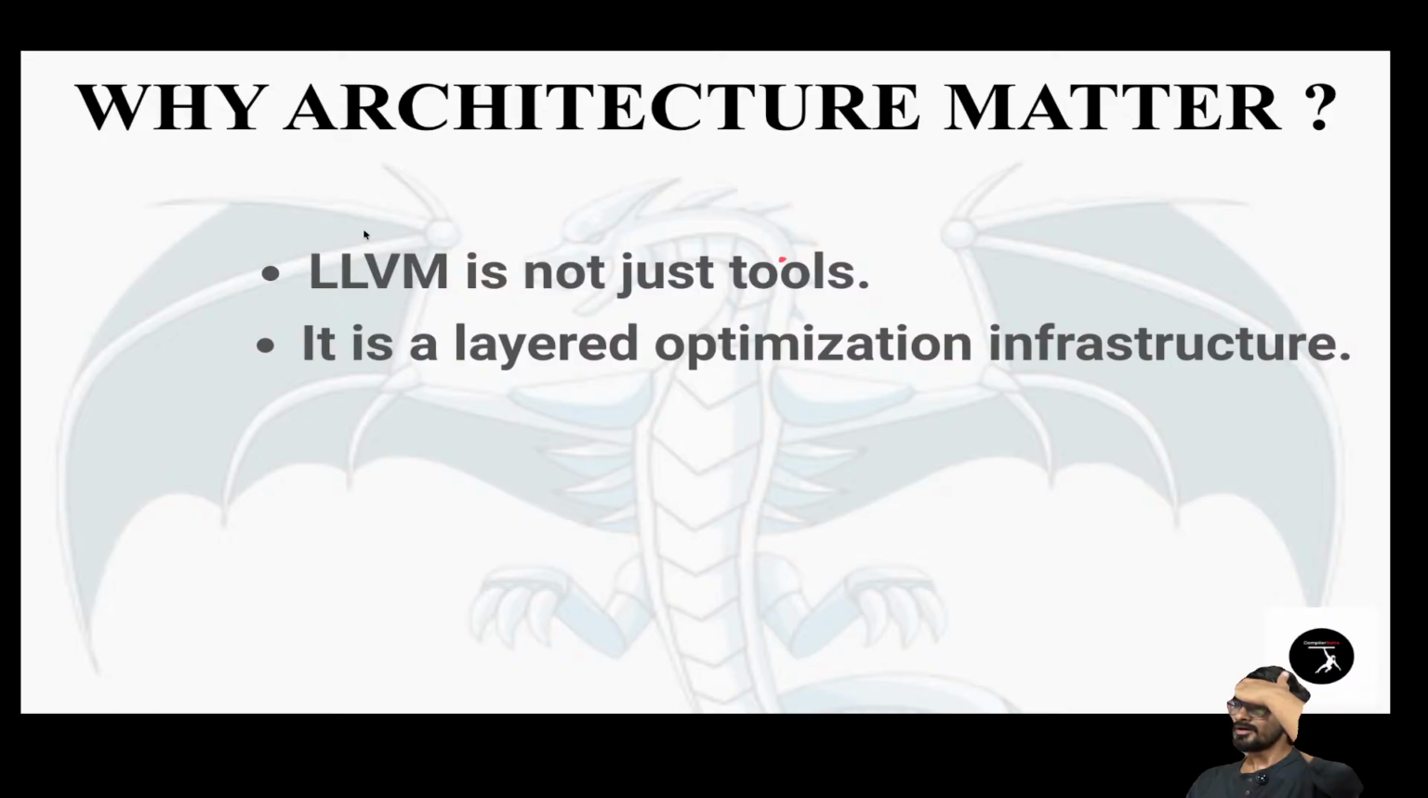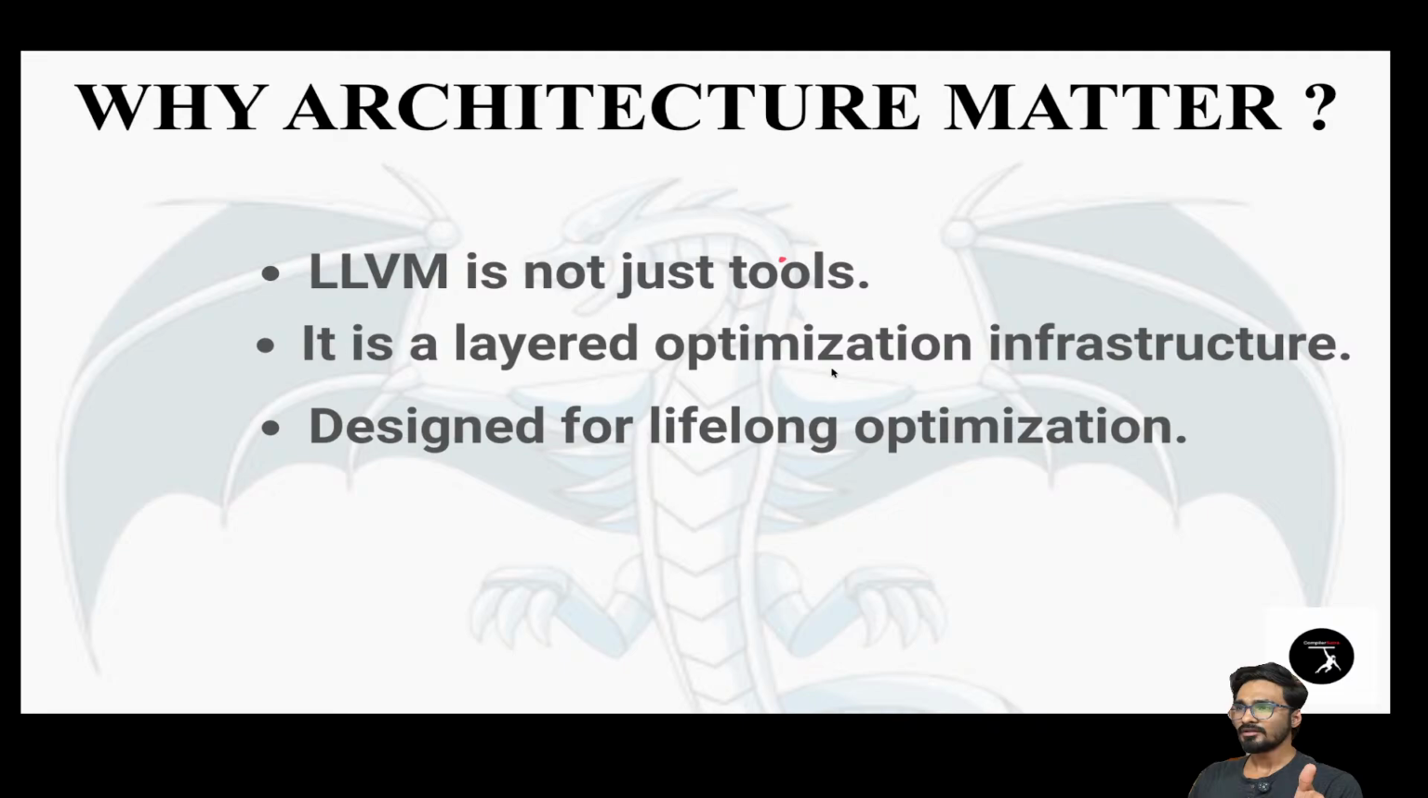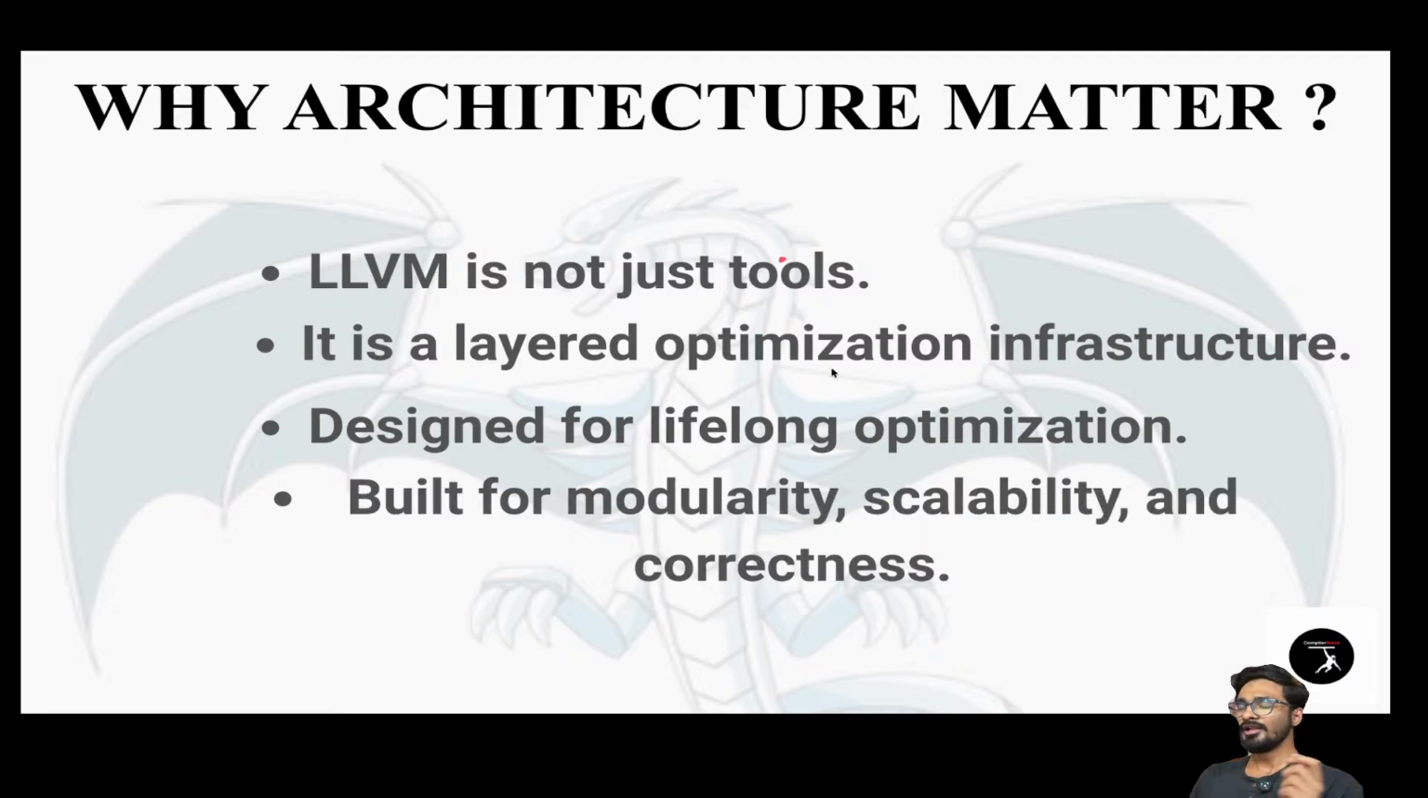How is the LLVM architecture? It's a layered optimization. It has a different layer for each optimization, and it has a separate front end, middle end and back end. And third, it is designed for lifelong optimization. And what is it built for? Modularity, scalability, and correctness. These are the fundamental things of the LLVM design.